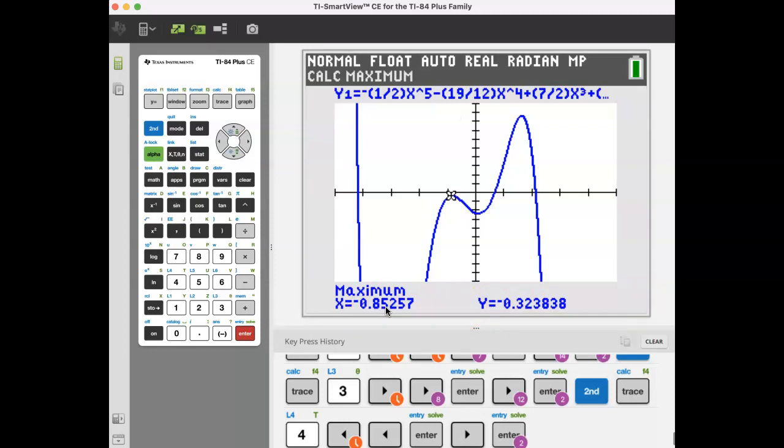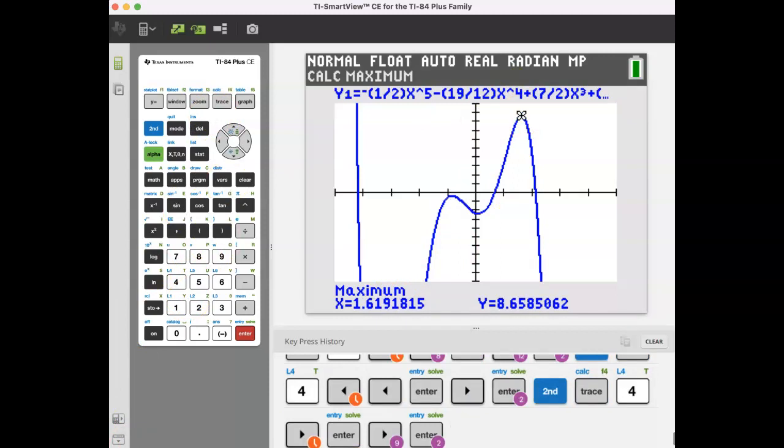Again, pause the video. Try the second maximum on your own. Hello! Hopefully you found that that maximum is 8.66 at x equals 1.62. If you struggled with finding the x-intercept or the minimum or the maximum on your own, you need to go back to the video and see what I did keystroke-wise, and practice again on your own.